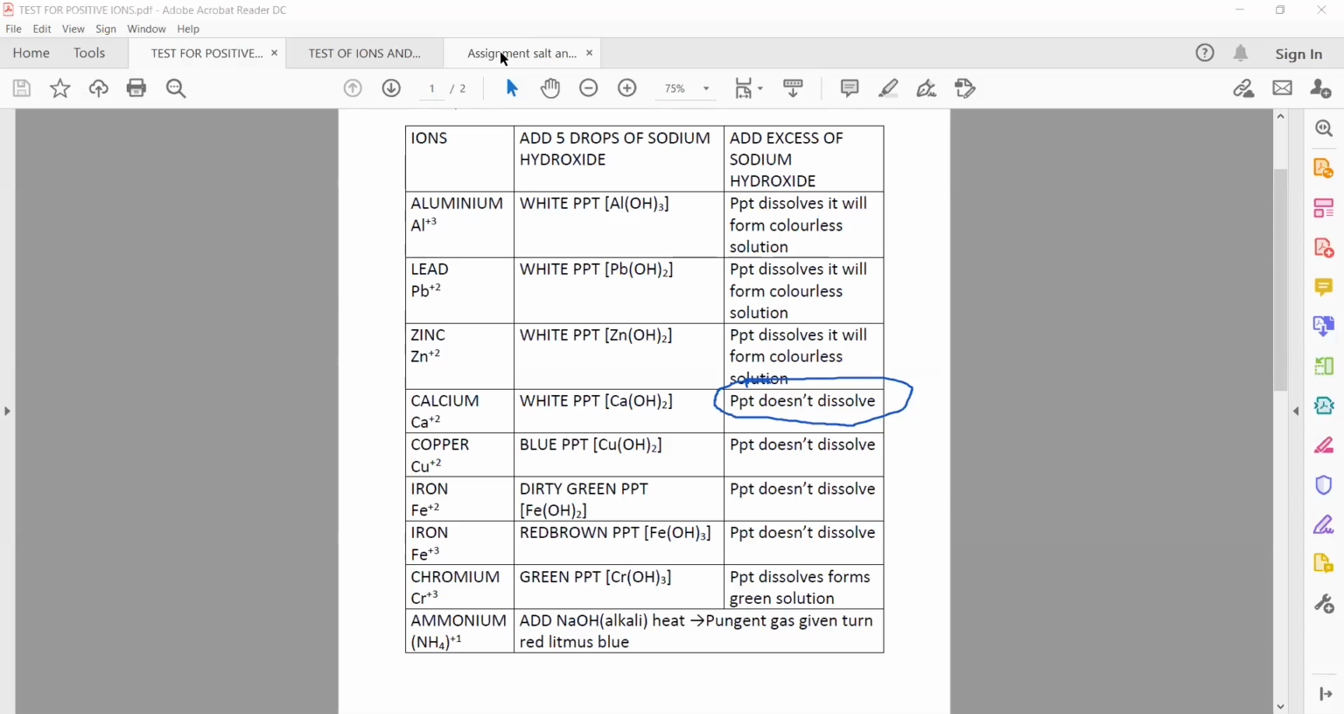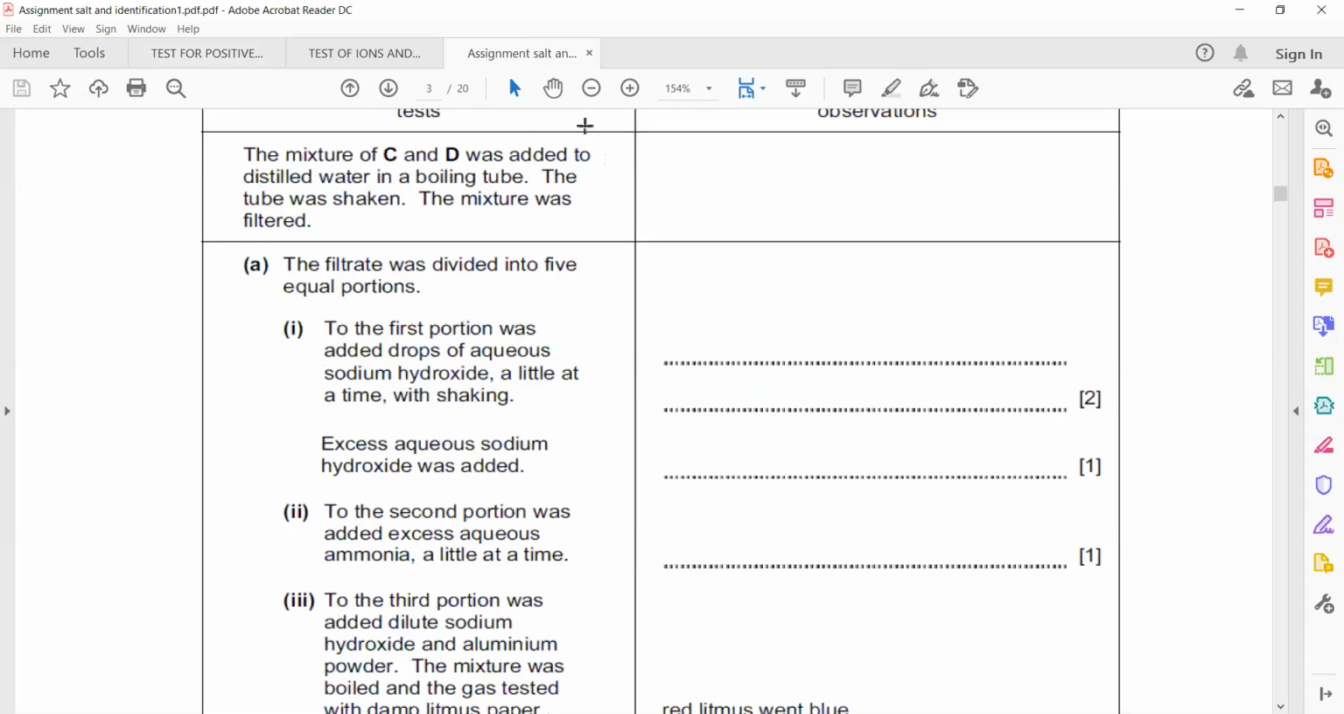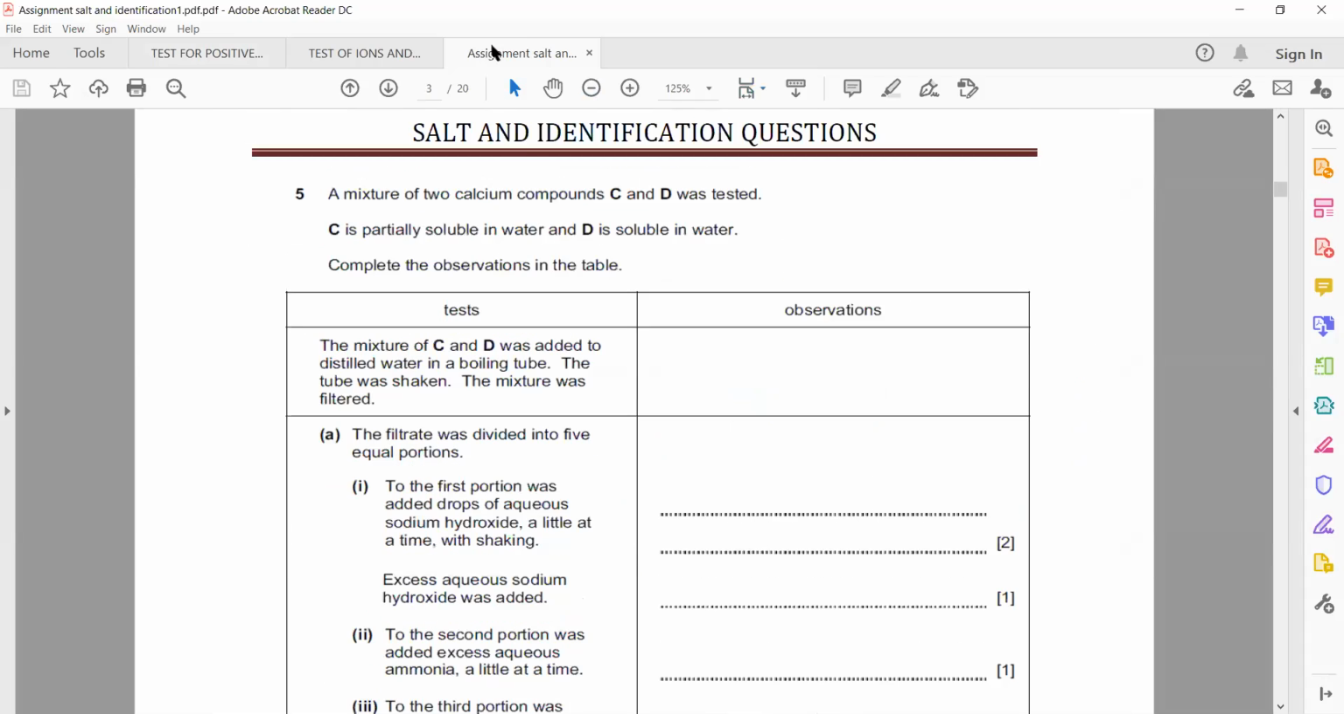It is mentioned in the question in the beginning. You can see they mention in the question these compounds are calcium compounds. You can see here the mixture of two calcium compounds. So C is a calcium also, and D is also a calcium. So this is a calcium compound, they mentioned in the beginning. And to a calcium compound, if we add sodium hydroxide, what is the observation? It will be white PPT. And if we add an excess, what can we write? We can write no visible change or precipitate does not dissolve.